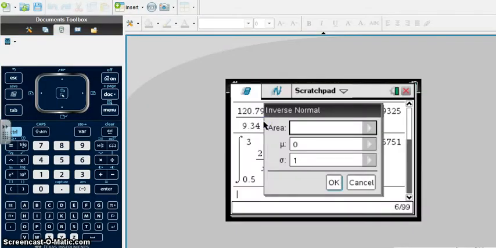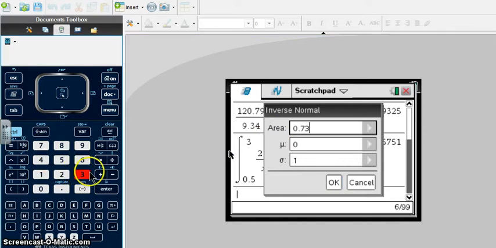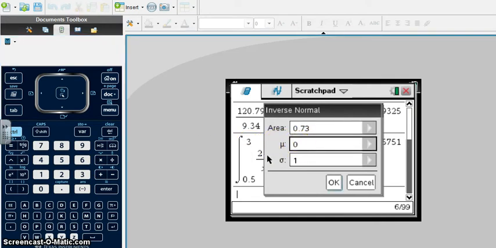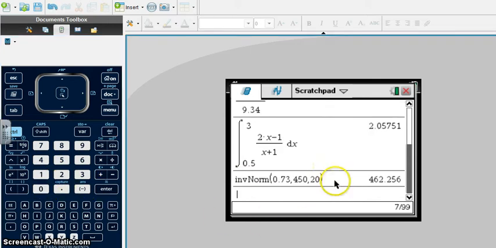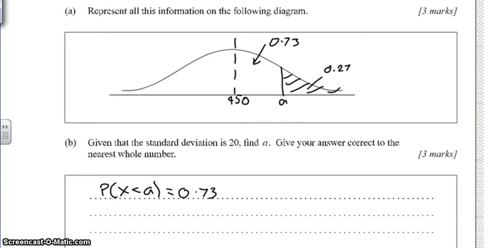And number 3. The area, 0.73, the inverse normal always works at the probability that x is less than this value. The mean, looking at the question, is 450. And the standard deviation is 20. What I would always recommend doing is write this down. Normally calculator notation is not recommended by the IB. However, in these stats questions they do accept it.